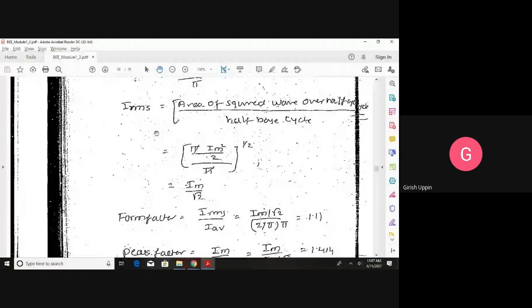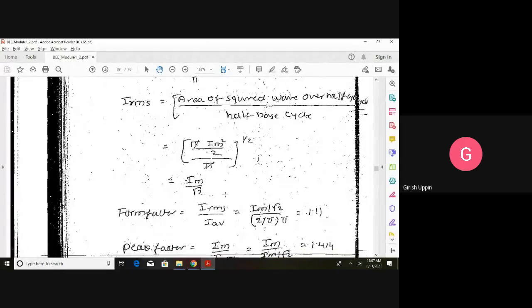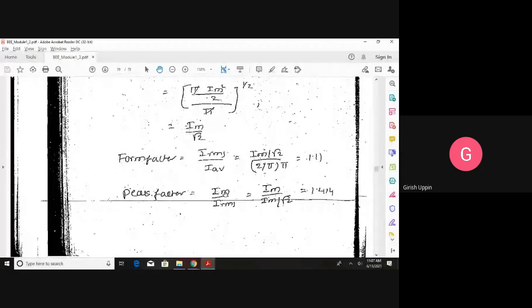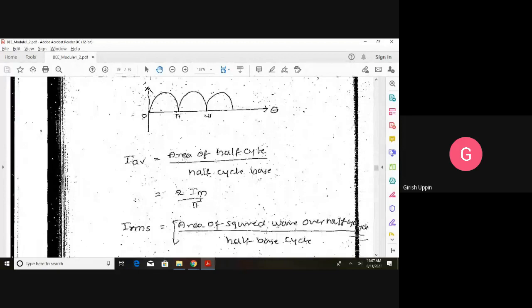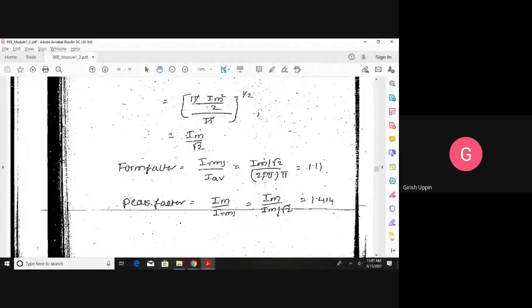If you see this Im by root 2, it is exactly the same as the RMS value for the sinusoidal waveform, that is 0.707 Im. Now we can calculate the form factor. Form factor is RMS value divided by average value. RMS value we got as Im by root 2, and the average value as 2 Im by pi, right? So here 2 Im by pi, and Im will get cancelled. What remains is 1.11. That is the form factor.